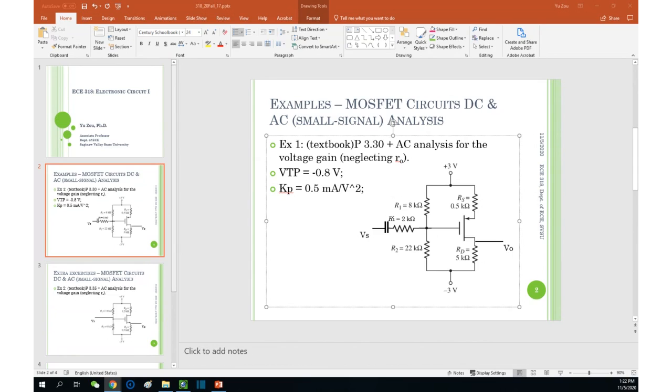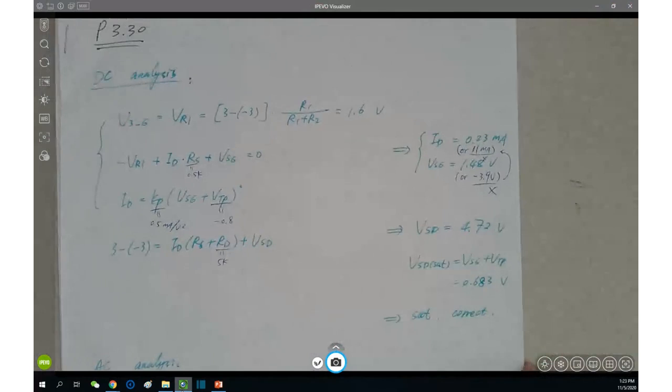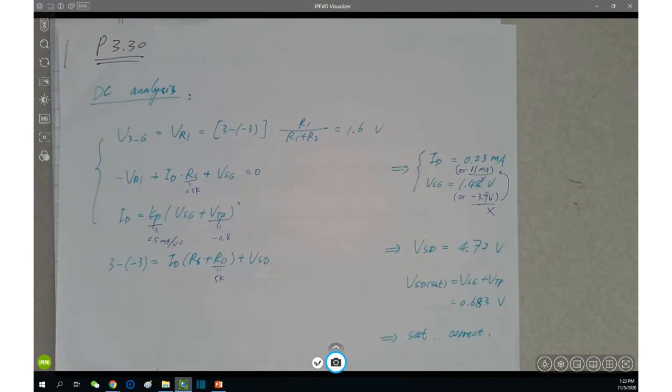Anyways, let me show the DC analysis. And here I'm providing the solution for DC. Any questions you have? Compare your results. Anyone reach the answer? The same.